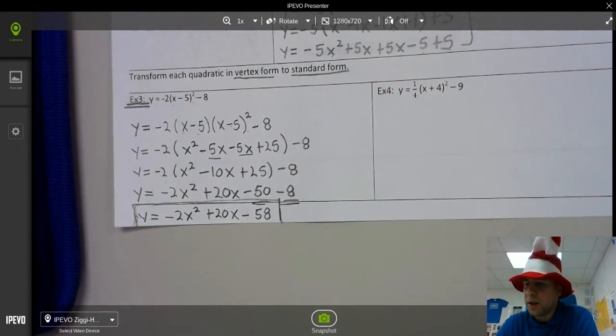All right, and then so that leaves example 1 and example 4 for class. And again, if you want, I can go back over example 2 and 3 in class as well.